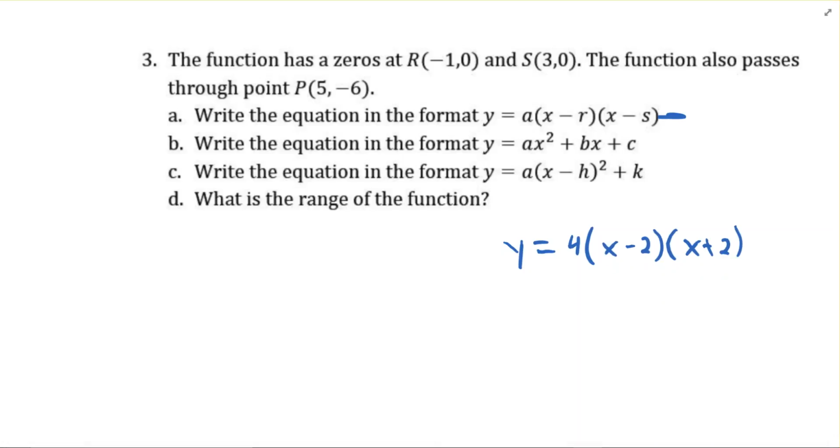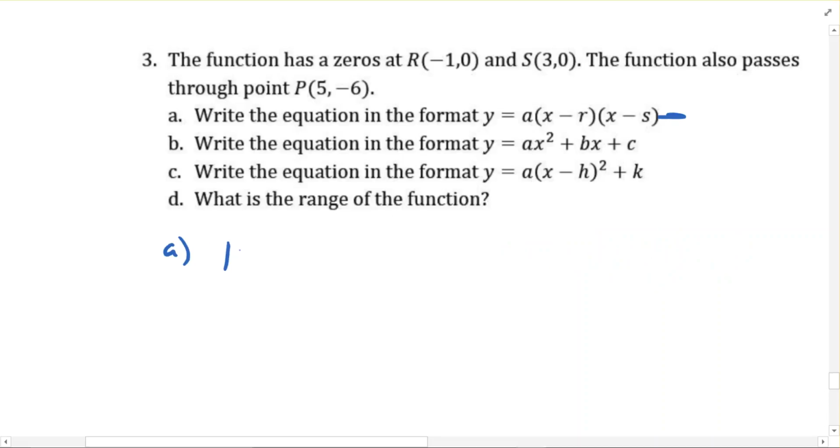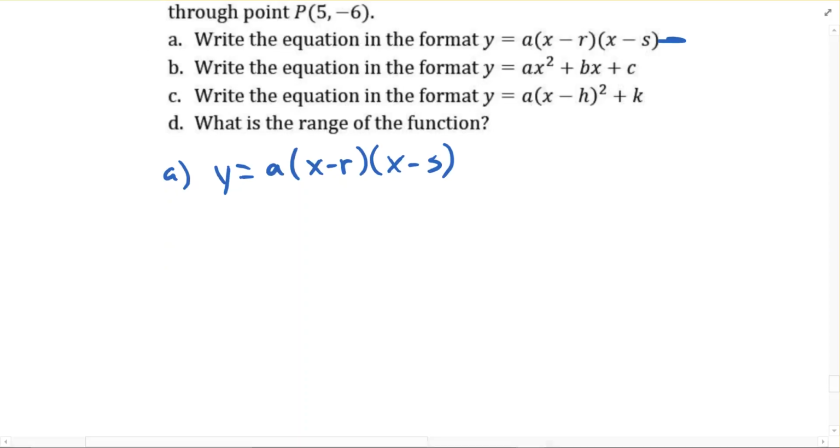So those are going to be the things that need to go into our equation. So let's start from this point, I guess. Let's say y is equal to a times x minus r, and then x minus s. These are just values for the x-intercepts, right? The r and the s don't really matter too much.